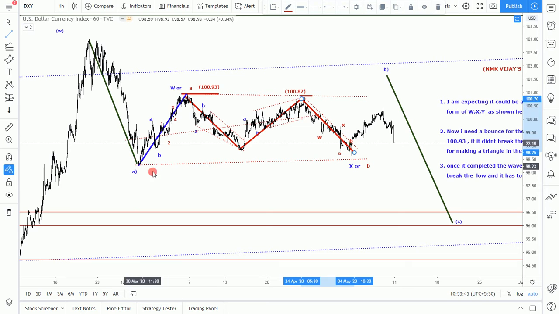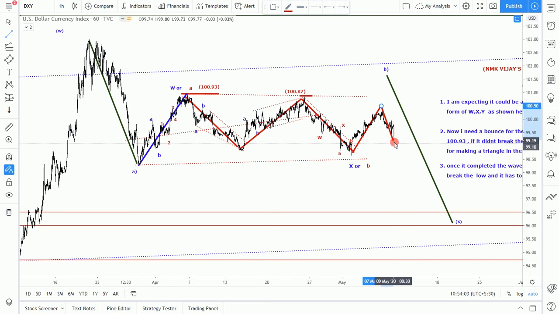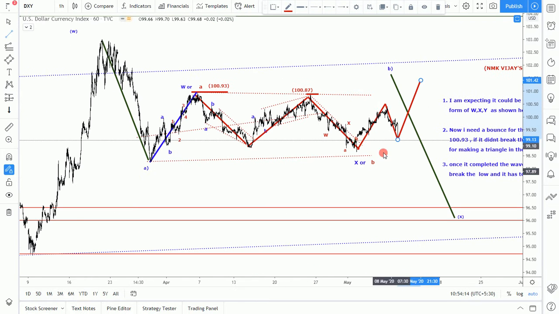Here A is finished, so B. In that B wave, the intermediate is split into WXY. Here the W is completed, X is also completed, and now the Y wave. Y is also completed, consisting of 3 waves: A, B and C. So C has to break this 100.93, I'm expecting. This could also be a W or A, and it splits into W, X, A, B, C like that. This could be a W also.